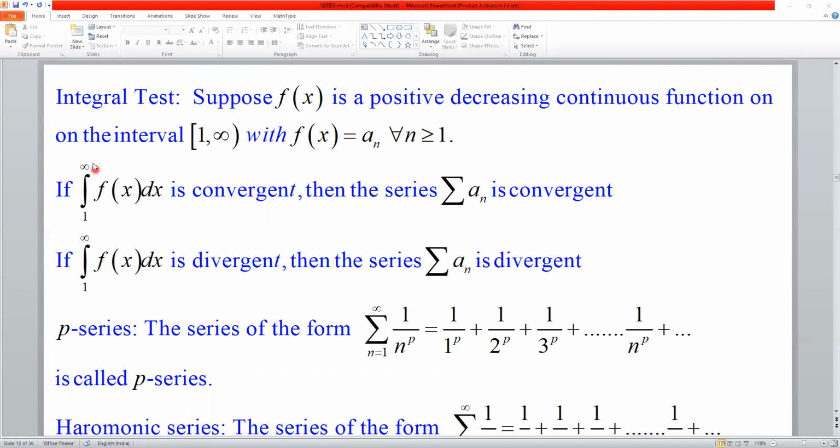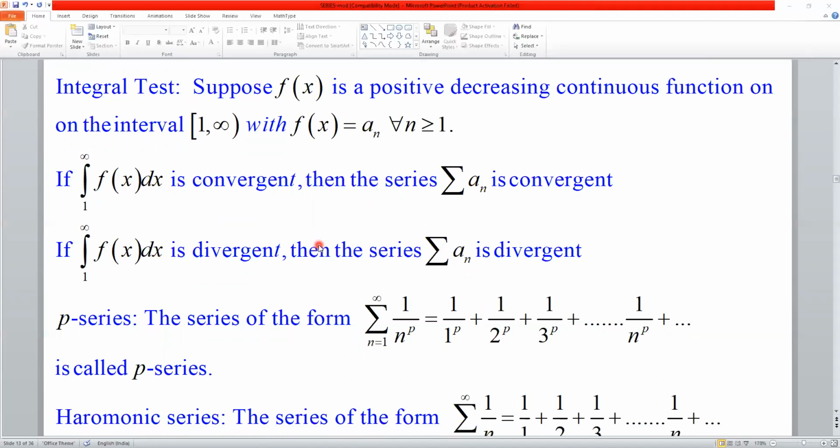Suppose the integral from 1 to infinity of f of x dx is convergent. What does convergent mean? If this integral goes to a finite value, then the series is convergent. Suppose the integral from 1 to infinity of f of x dx is divergent, then the series is divergent.